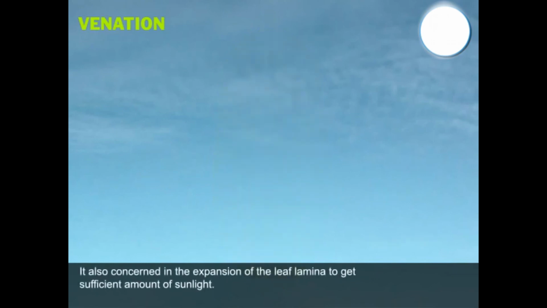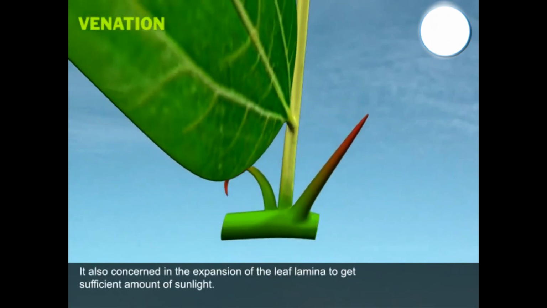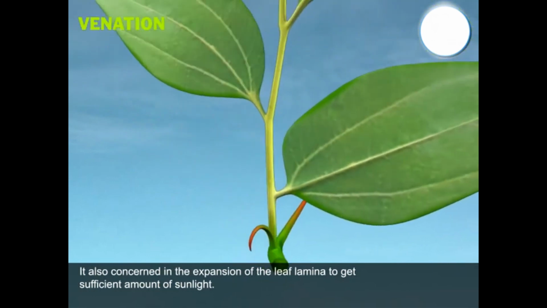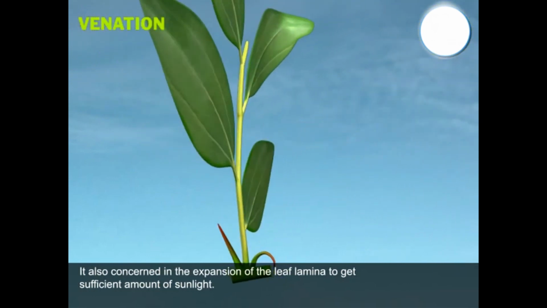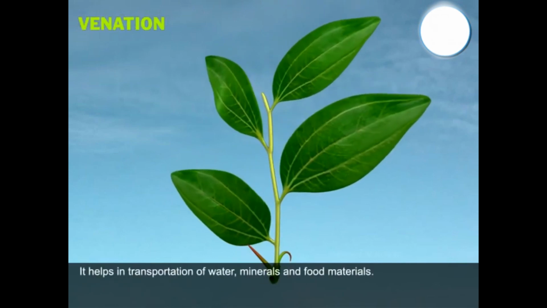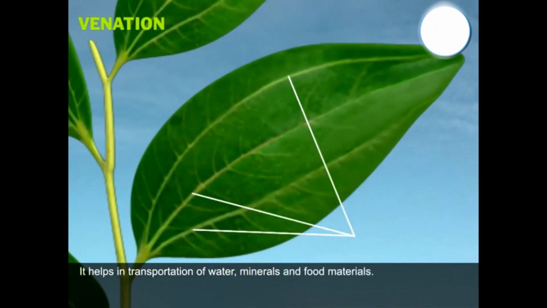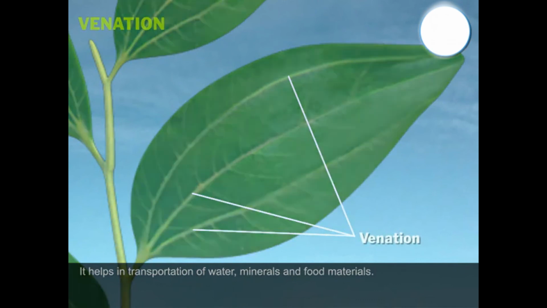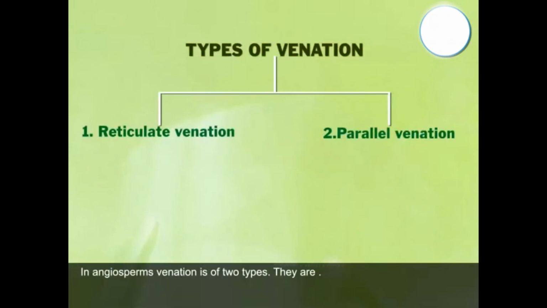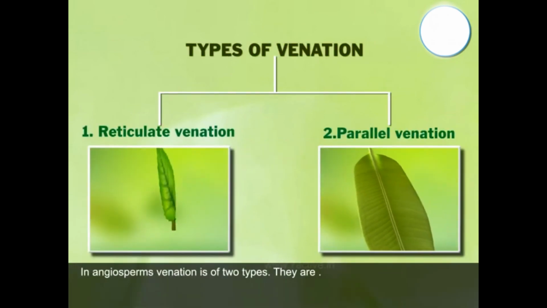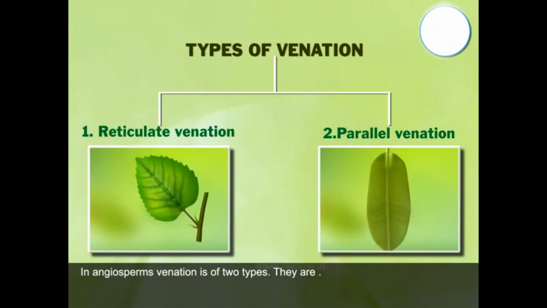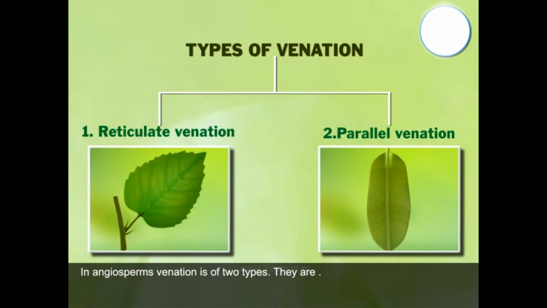It also helps in the expansion of the leaf lamina to get a sufficient amount of sunlight. It helps in transportation of water, minerals and food materials. Types of venation. In angiosperms, venation is of two types. They are 1. Reticulate venation and 2. Parallel venation.